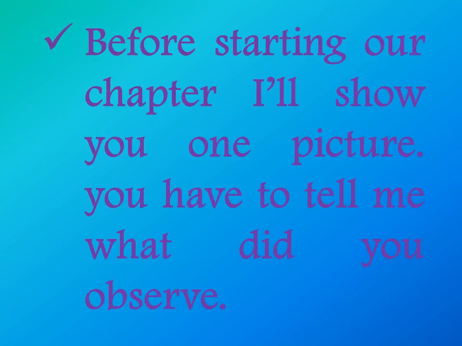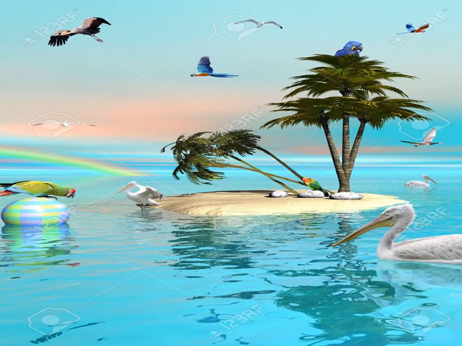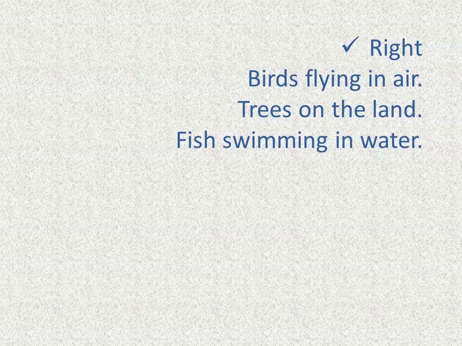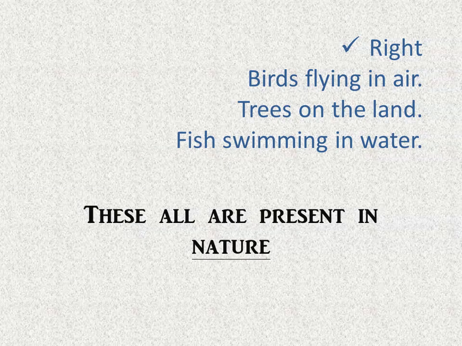Before starting our chapter, I will show you one picture. You have to tell me what you observe. Observe it properly and guess the things. Right, birds flying in air, trees on the land, fish swimming in water. These all are present in nature. So here comes our first chapter where we are going to study in detail about nature.